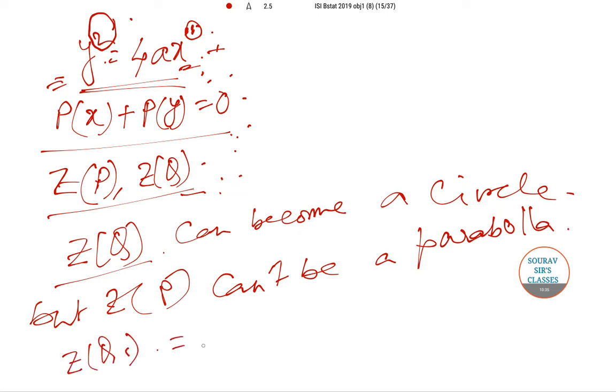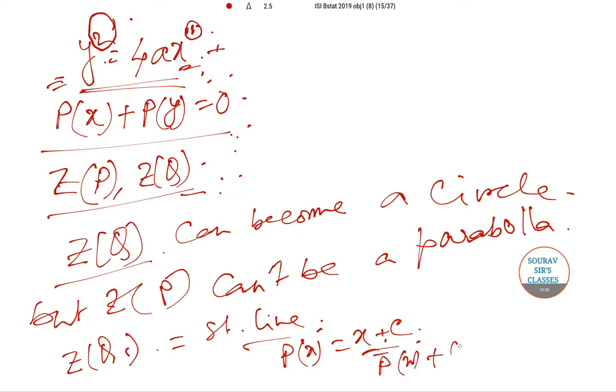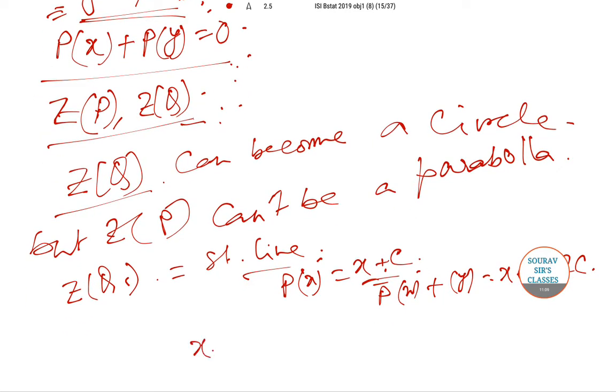Zq1 also can become a straight line, as if p(x) equal to x plus c, then we have p(x) plus p(y) equal to x plus y plus 2c. So it becomes a straight line, x plus y plus 2c equal to 0.